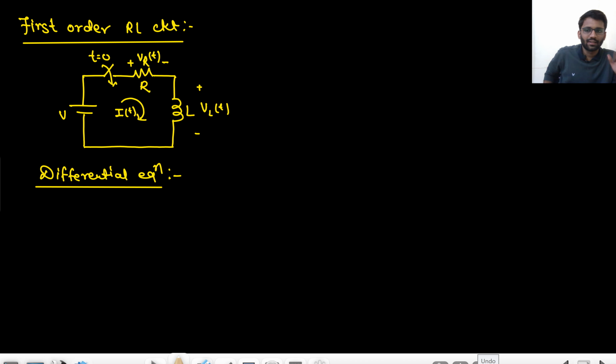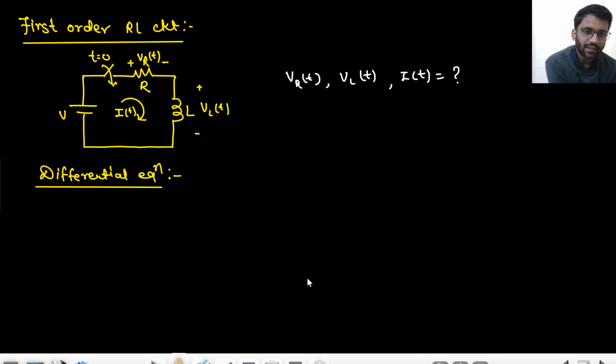We have already seen it, right? So we have to solve what we need to find. We will find VRT, VLT, and IT, right? I will just write down the differential equation this time. I am not going to solve it, because I have already told you how to solve it. So I will just write down the equation. What is the solution? You already know. Y of infinity plus y of 0 minus y of infinity e to the power minus t upon tau.